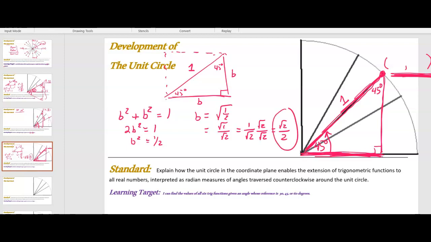So for any 45, 45, 90 triangle inside a unit circle, that means the base is root 2 over 2. That's my x-coordinate to the right. Y value is up. Okay, so 45 is nice because the x-coordinate and the y-coordinate are the same.